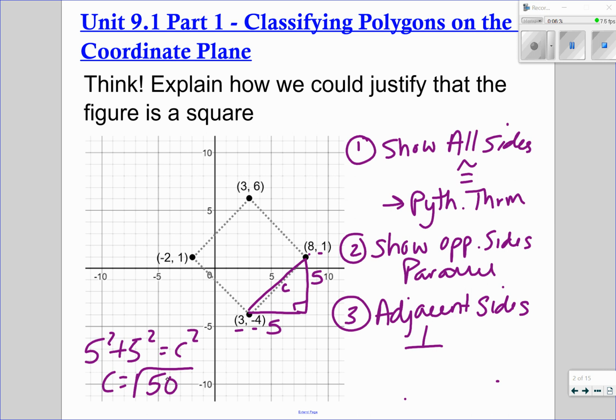But if we can then show that all of these other triangles made around our shape are also 5 by 5 triangles, which in fact they are, we can say that all of the sides of the square have to be congruent, because we would end up doing the same Pythagorean theorem 4 times. So that would be one way we could show the idea for number 1.